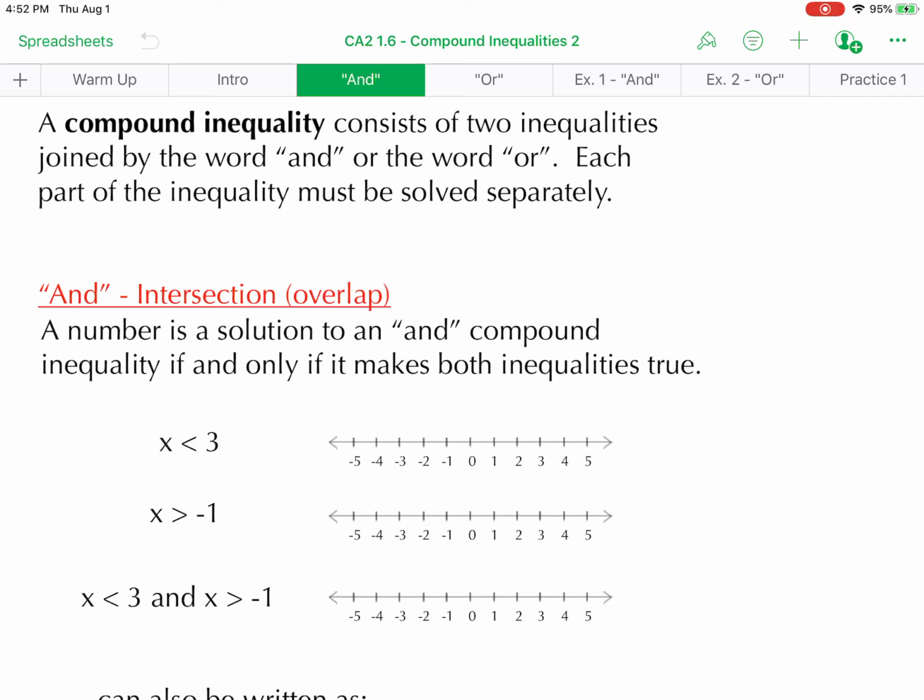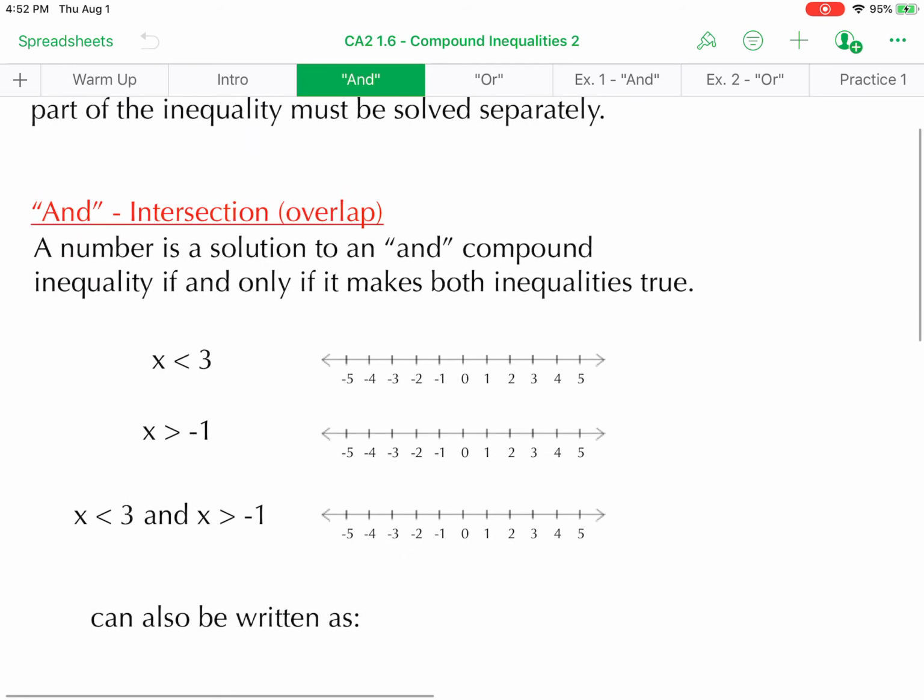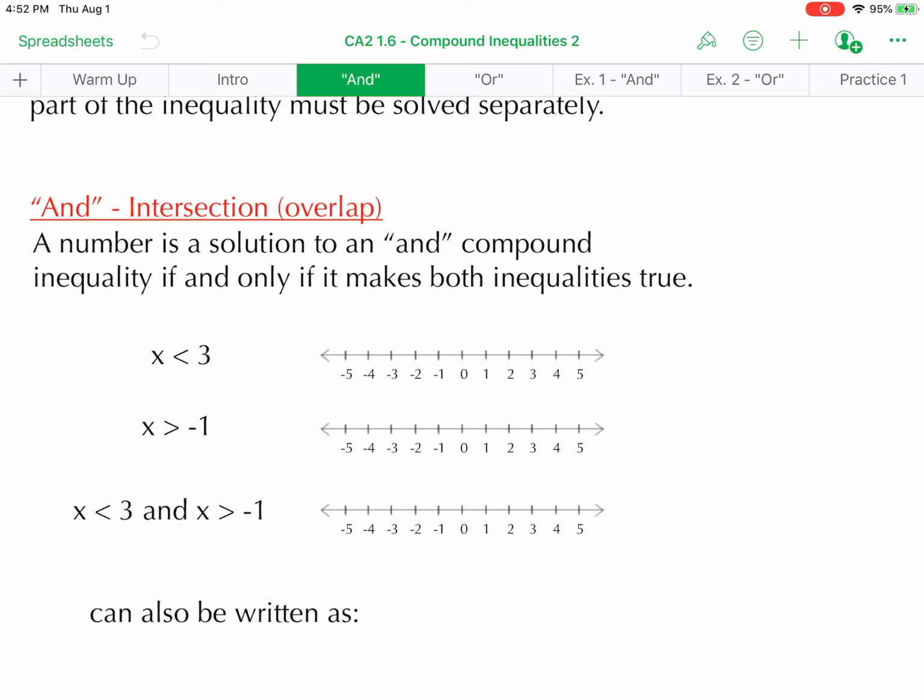Now, had their wording changed, had they said bring me a pack of gum or a candy bar, and you came back with just the candy bar, you'd be perfectly fine. You fulfilled their request. So the and versus the or of a compound inequality really matters. Let's start with ands. These are known as intersections. A number is a solution to an and compound inequality if and only if it makes both inequalities true.